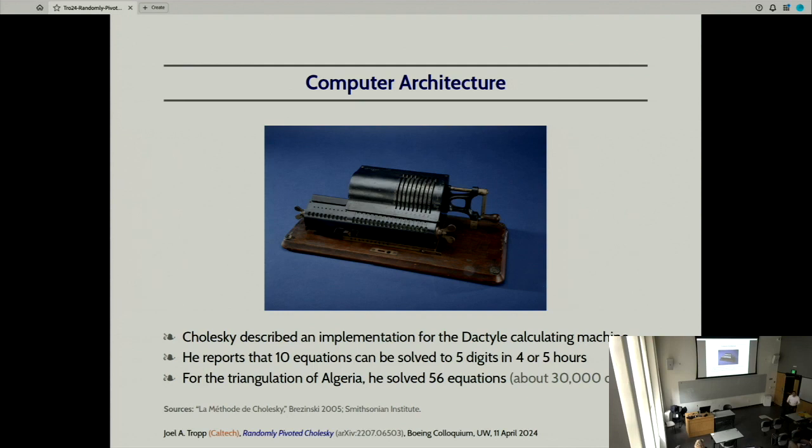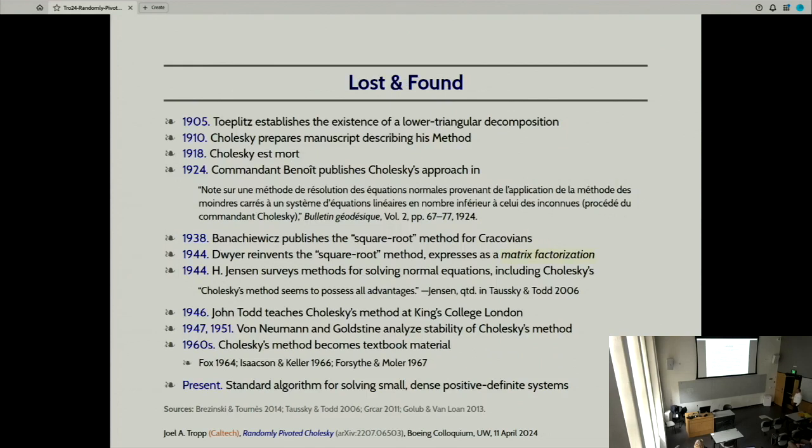Okay, so that was his work, and the thing I want to emphasize is that the design of his method was really adapted to his computational platform. It addressed a pressing problem of the time, which was to make accurate maps. Now, it turns out that Cholesky was maybe not the first person to realize that you could factorize a matrix into LL transpose. This appears in a work of Otto Toeplitz from 1905, but his approach wasn't algorithmic.